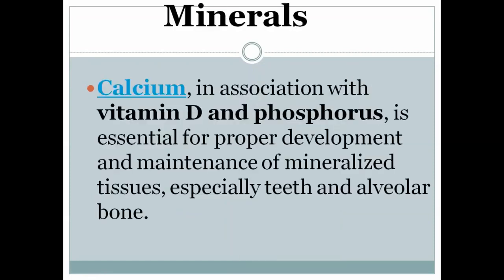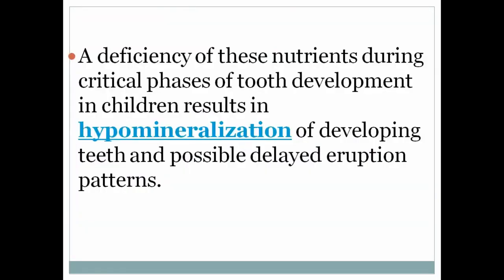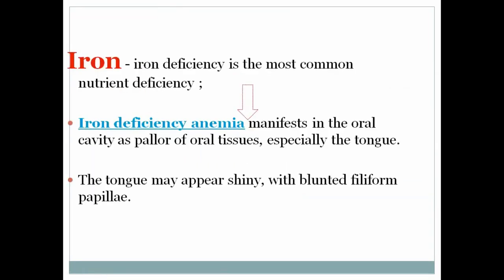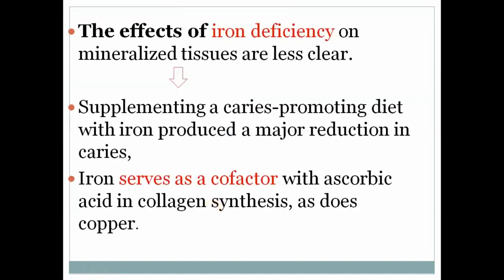So let's see which minerals are affected: calcium, vitamin D, and phosphorus, which are essential for proper development and maintenance of mineralized tissues, especially teeth and alveoli. Deficiency of these nutrients during a critical phase of tooth development causes hypomineralization of teeth, and it might lead to delayed eruption. Iron deficiency anemia manifests in the oral cavity as pallor of oral tissues, which we have seen with pernicious anemia. The tongue will be shiny with blunted filiform papillae. Mineralized tissues are less affected by iron deficiency, and iron serves as a cofactor with ascorbic acid, so it has a role in vitamin C synthesis.